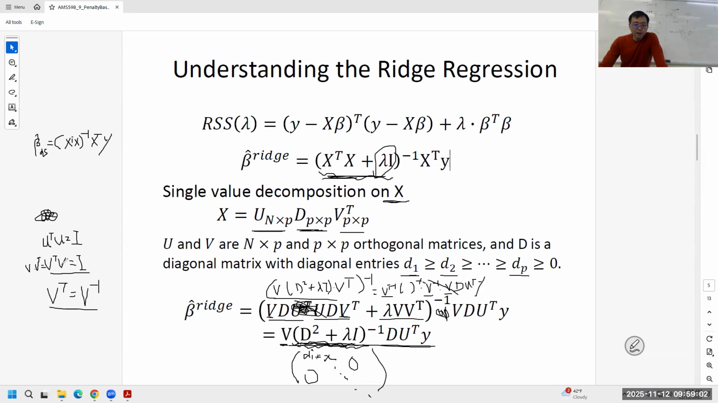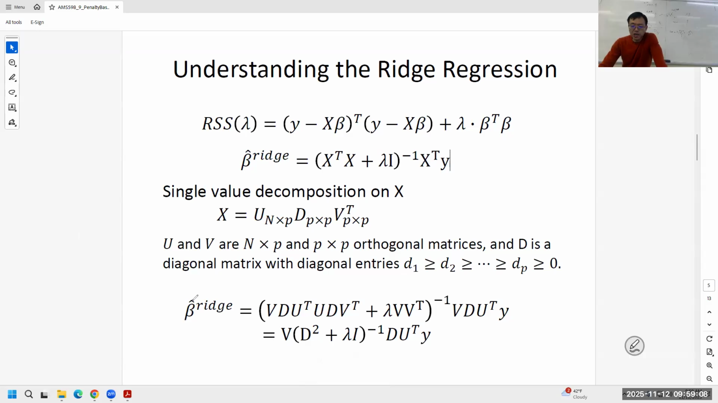So from here, it is still not clear what ridge regression actually does, okay? But from here we can see the ridge regression up to this form. This is clear, right?